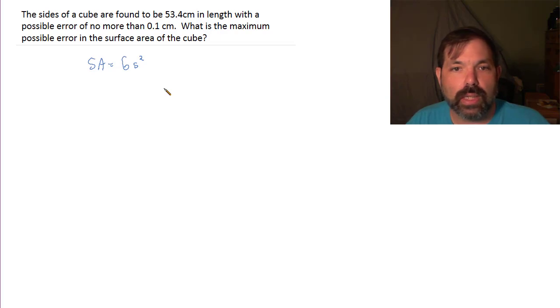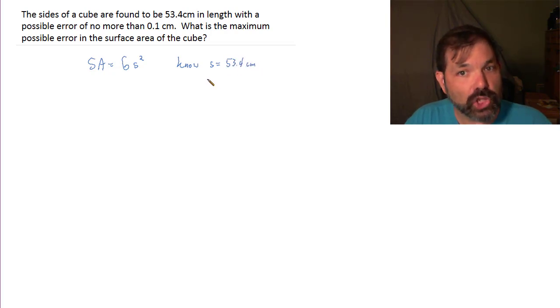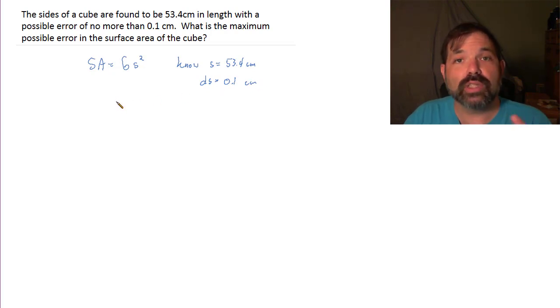Now we know the side S to be 53.4 centimeters with a possible change in S, with dS equal to 0.1 centimeter. What's the possible error? What's the possible change in the surface area? So calculate the differential.